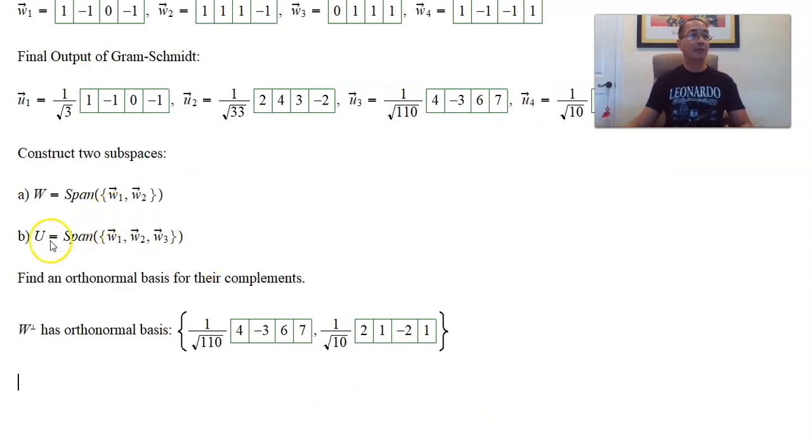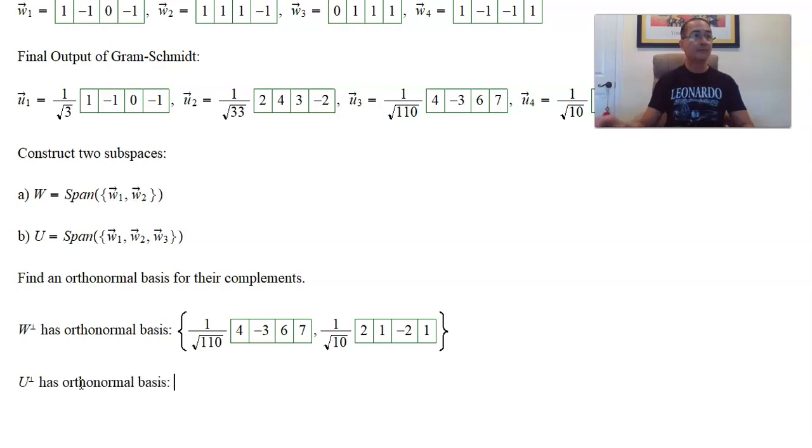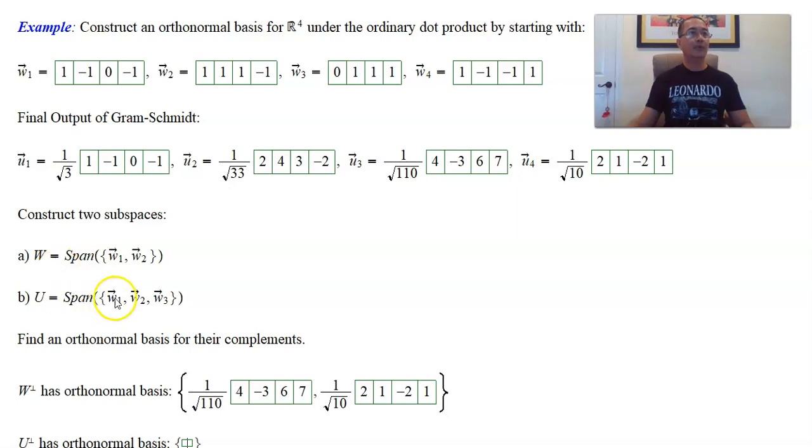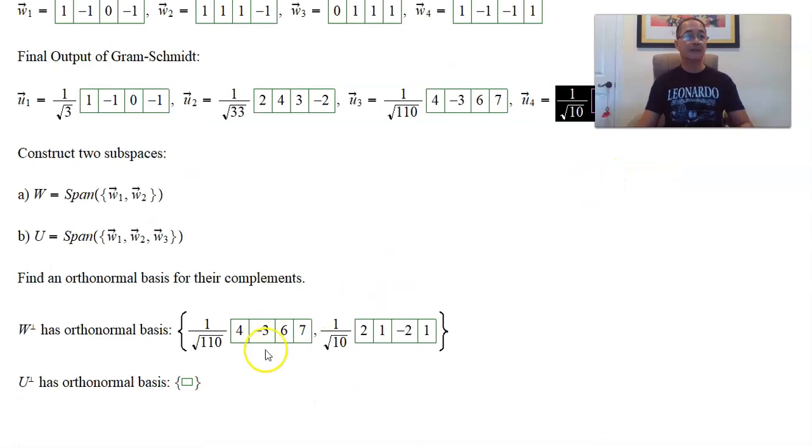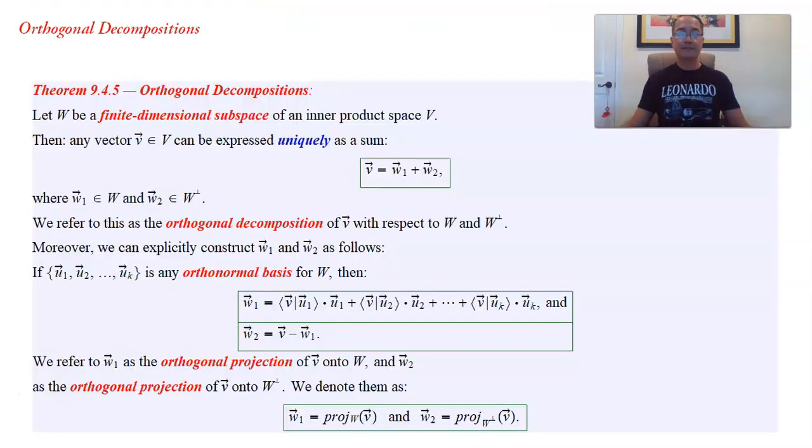So similarly, what is it for U perp? So this time it is U perp. U perp has orthonormal basis. For U, we want the first three vectors. So that will be our S1. I'm sorry, this will be our S1. Our S2 will just be made of U4. So all I have to do is harvest that last vector. That's all there is to it.